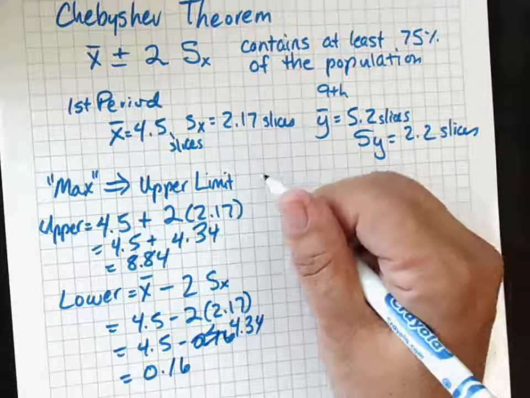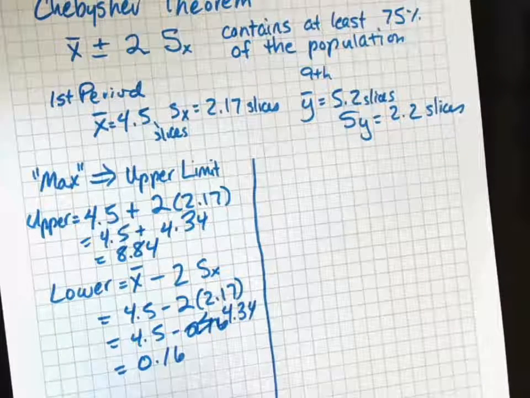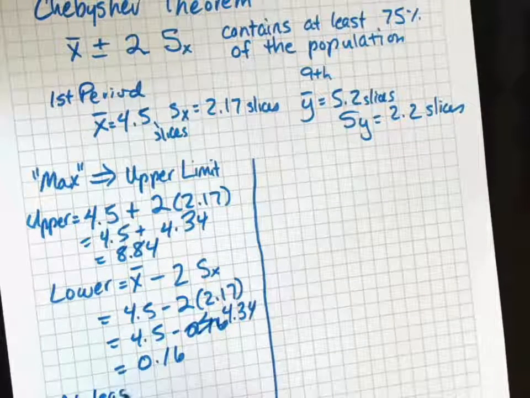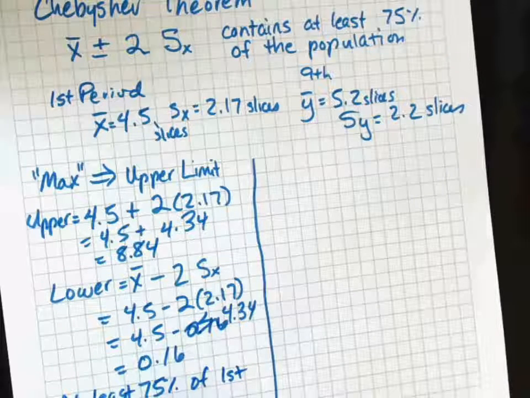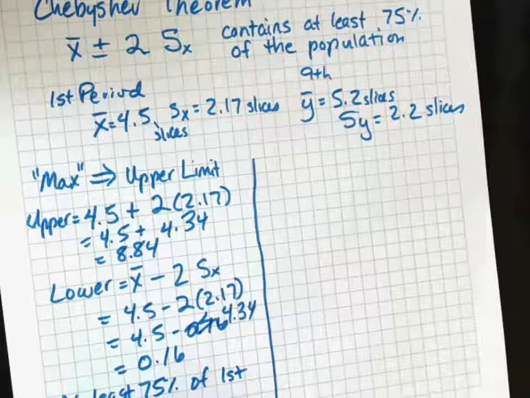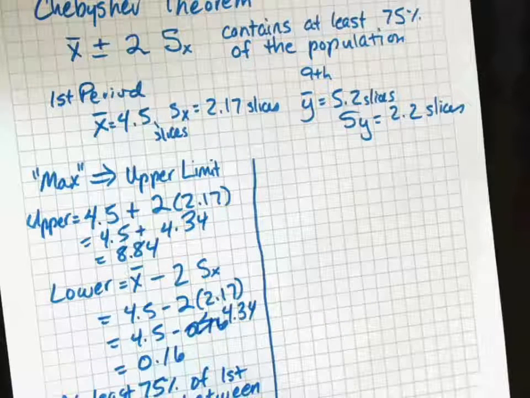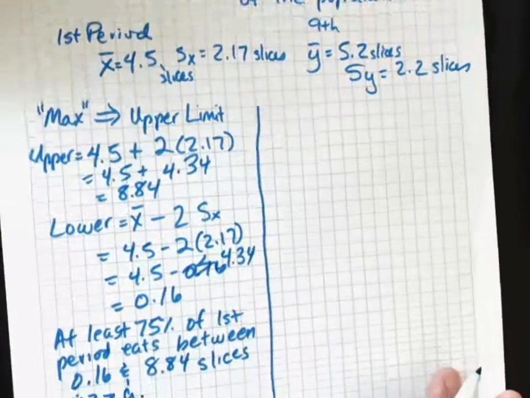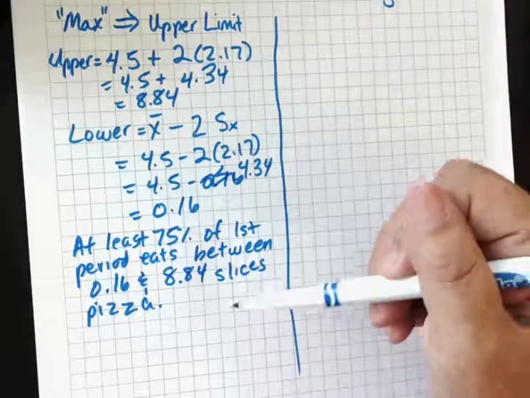So what does that mean? What that means is that at least 75% of first period eats between 0.16 and 8.84 slices of pizza. Could more kids eat that much pizza? Absolutely. This is a worst case scenario. Worst case scenario.